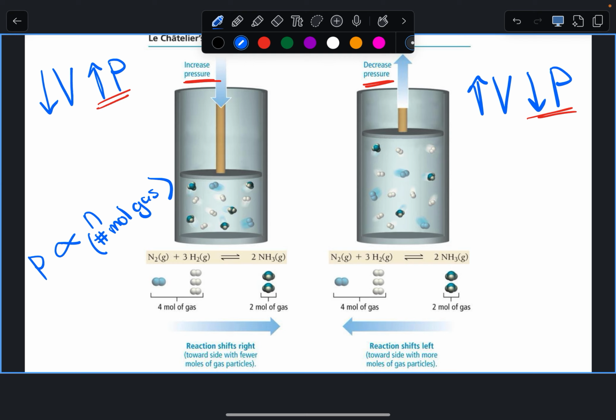So the stress was you increase the pressure, the reaction responds by making more product, decreasing the reactant, shifting to the product side in order to relieve some of that pressure, because fewer moles of gas will result in less pressure. And then the reverse would be true. If you increase the volume, that decreases the pressure. So the reaction will shift back to the side with more moles of gas to kind of bring that pressure back up to where it was before.